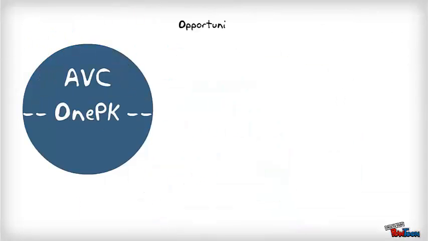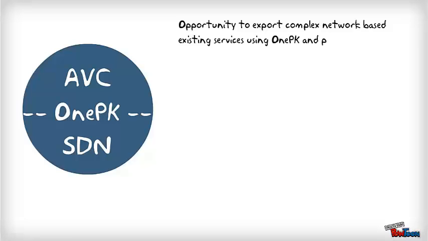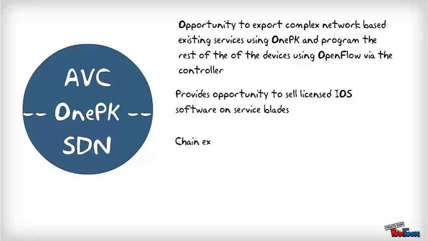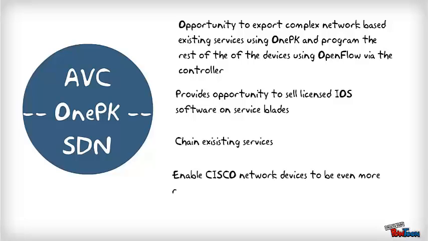Combining AVC and SDN via 1PK provides the opportunity to export existing services using 1PK, and program the rest of the devices using OpenFlow via the controller. Sell licensed IOS software on service blades. Chain existing services, and enable Cisco devices to be even more relevant in an SDN-based network.